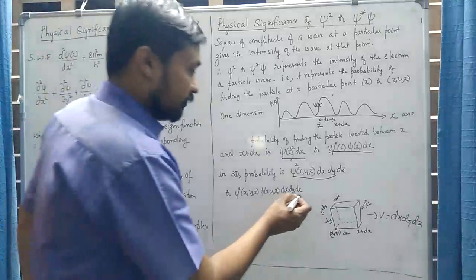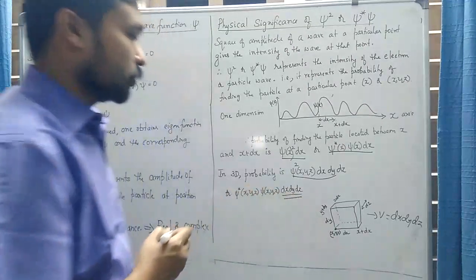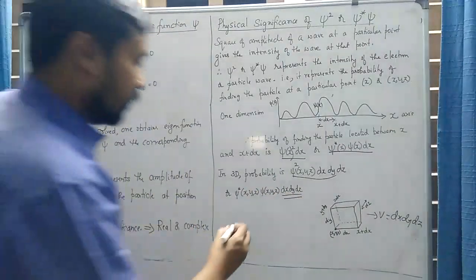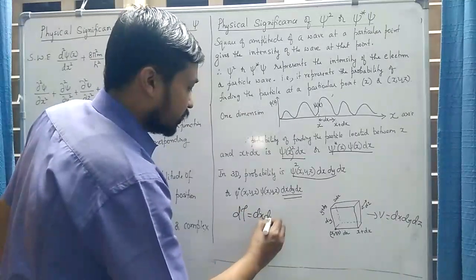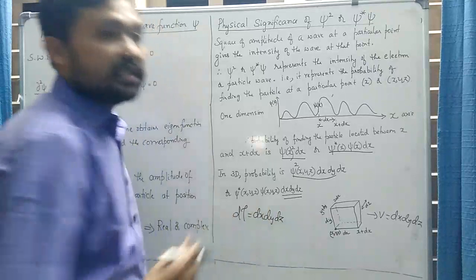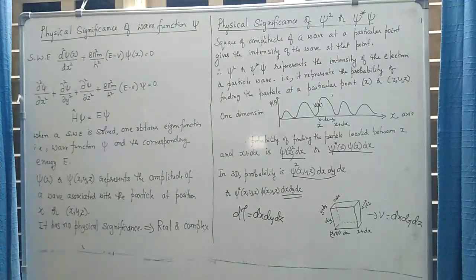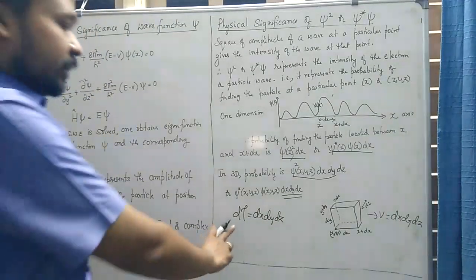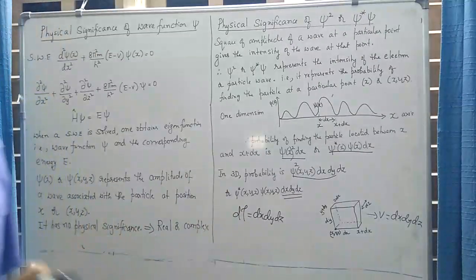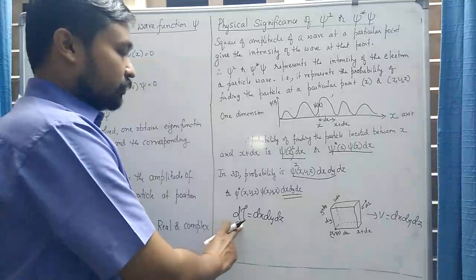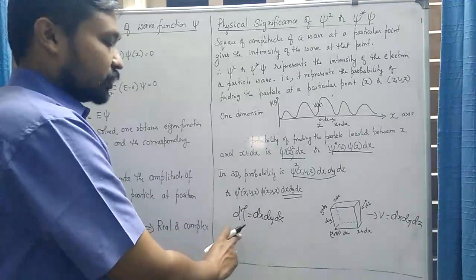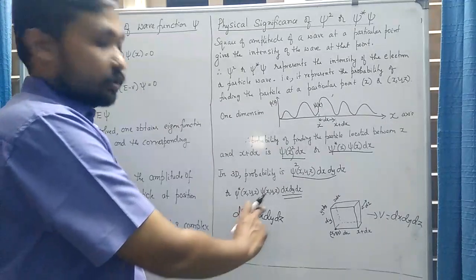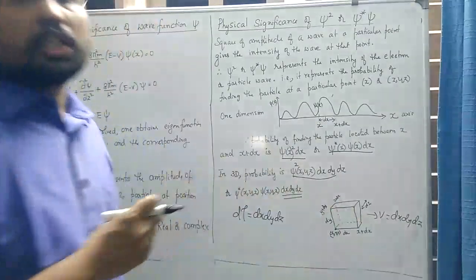This dx into dy into dz, in the last class I have already told you, is called the volume element d tau. So d tau is nothing but dx into dy into dz in 3 dimensions. If we are working with a 1 dimensional problem, d tau is equal to dx, a small length. If it is 2 dimensions, then d tau is equal to dx into dy, a very small area. If it is 3 dimensions, then d tau is equal to dx into dy into dz, a small volume.